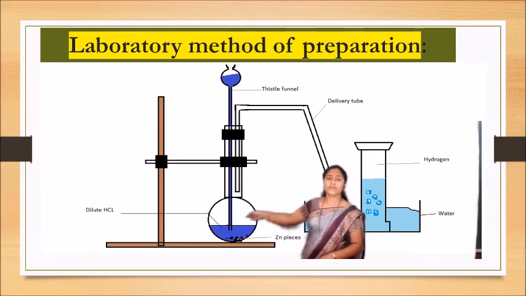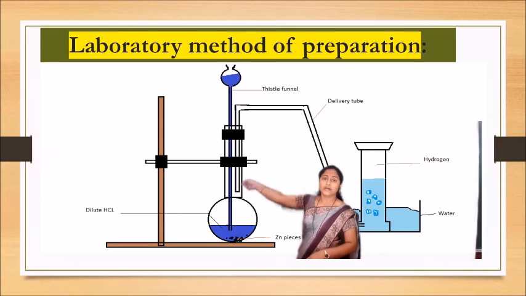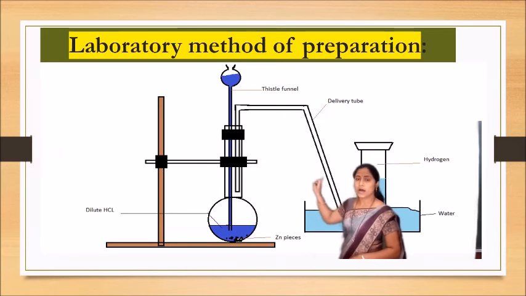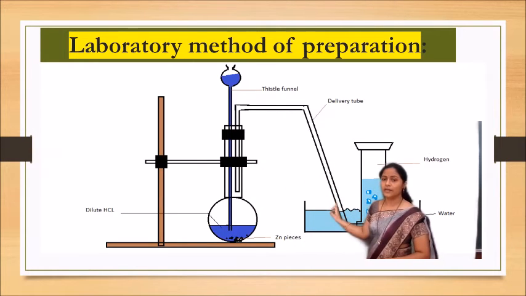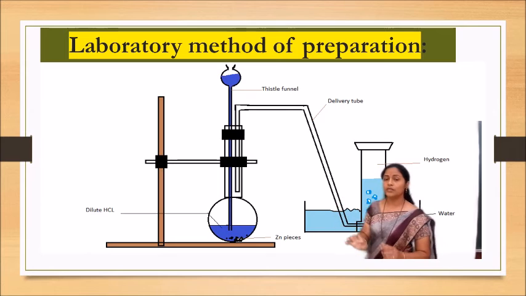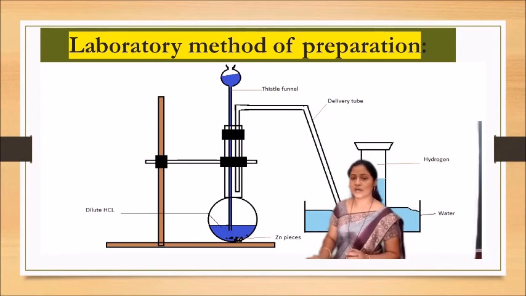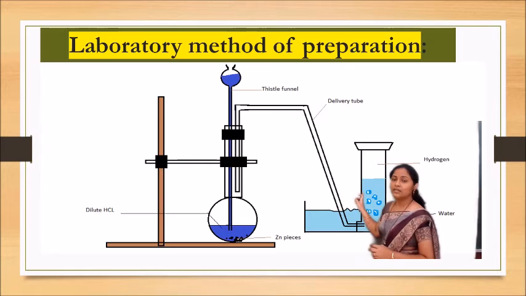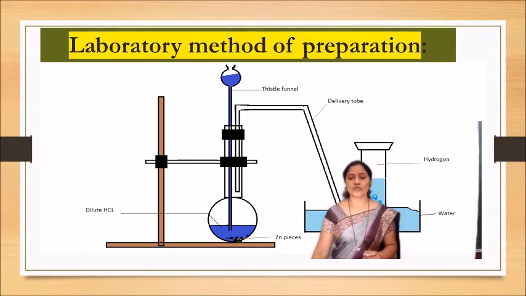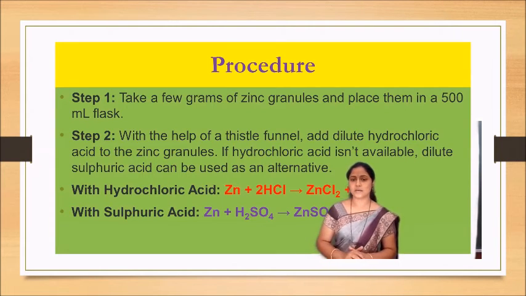As the hydrogen gas forms in this flask, it will pass through this bent tube and come here. Here I have done the downward displacement method arrangement. That means here I kept the cylinder in an inverted manner. Why? Because we know that hydrogen gas is the lightest gas among all.